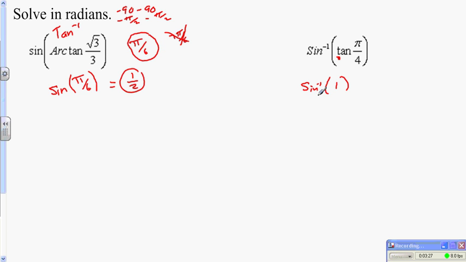Okay, and now we're looking for sine inverse. Well, sine is capitalized. So sine goes from negative 90 to 90, or negative pi over 2 to pi over 2. So when is sine 1? And that is 90 degrees. And that's the only place sine is 1, actually. And then that is our answer. In degrees, of course. Noticing that they ask for radians, we would say pi over 2.